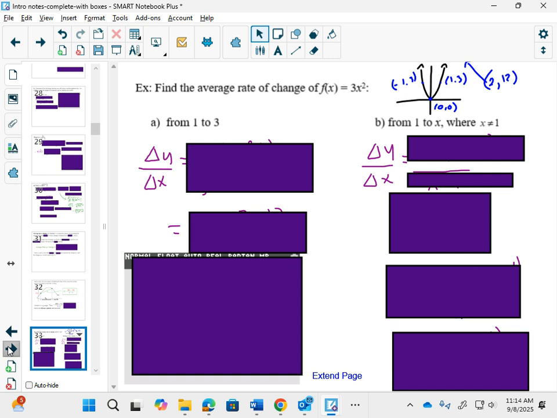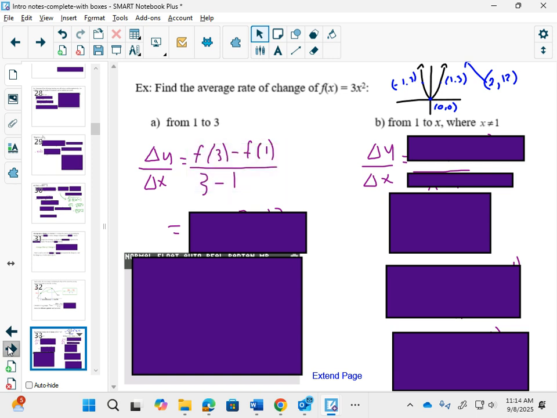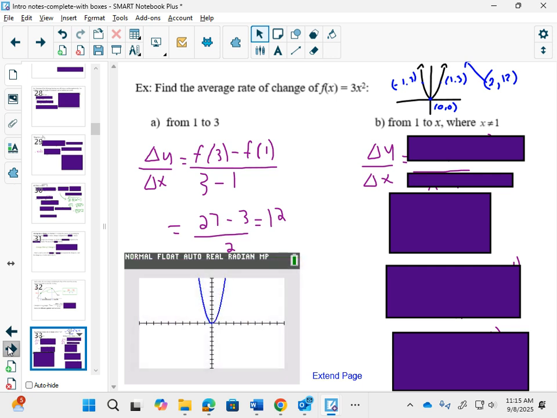If you drew a secant line from 1 to 3, what would the change in y be? What would the change in x be? f of 3, we already said, was 27. f of 1, we can see from our little graph, is 3, divided by 2. There's a picture of that graph again. The average rate of change is 12. Now we have no units here, so we can't say meters per second. We don't know what the graph was representing, but if there were units, you'd be expected to have units with your answer as well.